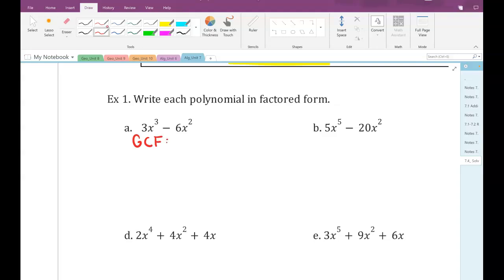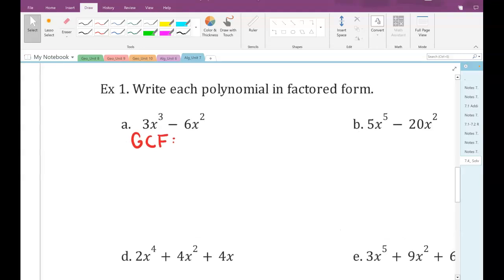The way I look at it is I first look, what's my greatest common factor between my two coefficients? Well, 3 and 6, 3. And then when I look at my variables, I always take the variable that has the lowest degree. I have x to the third, which is third degree, and x squared, which is second degree. So my GCF will be 3x squared. That's your first step you'll always have to do.